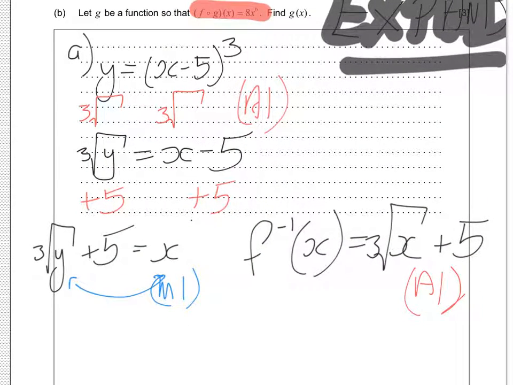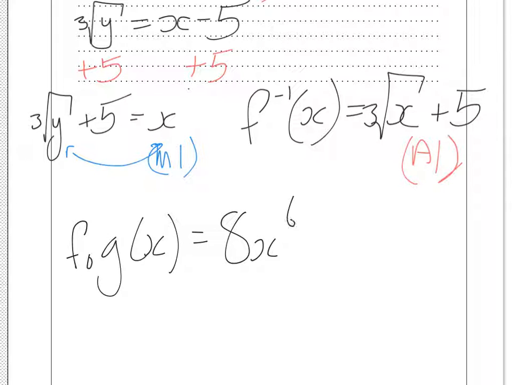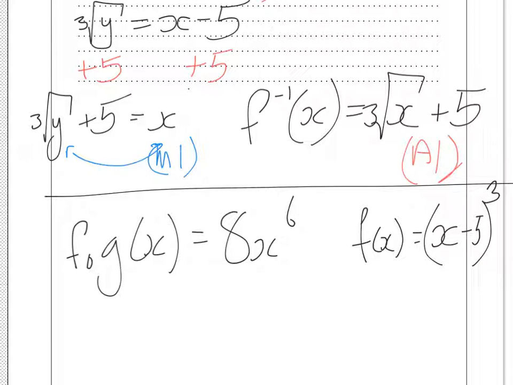Okay, part B. Let g be a function so that f of g of x is equal to 8x to the 6. And we know that f of x is equal to (x minus 5) cubed. That was in the question originally. Just write it out again so we've got it all here ready to go.